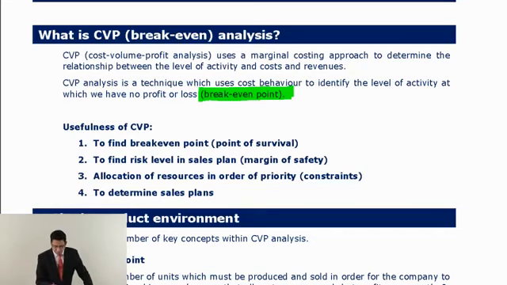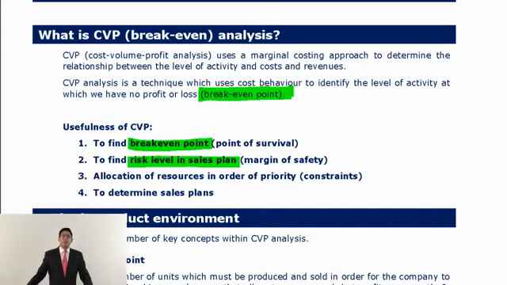It helps us to find out the break-even point, which we are going to look at, the point of survival, in a single product environment and multiple product environment, and how to determine it. Then to find the risk level in sales plans through the margin of safety. Very soon we are going to have a look at how, with the help of margin of safety, we can determine the risk level of a sales plan, that our sales are risky or less risky.